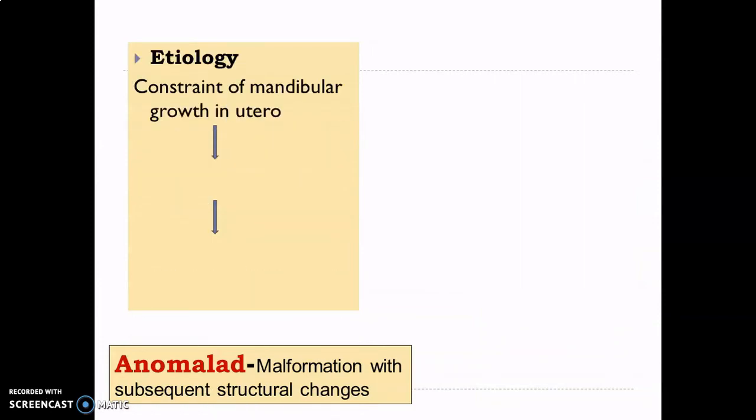Now let's see the etiopathogenesis of Pierre Robin anomalad. Initially there is restriction of mandibular growth in utero, which results in failure of descent of the tongue.